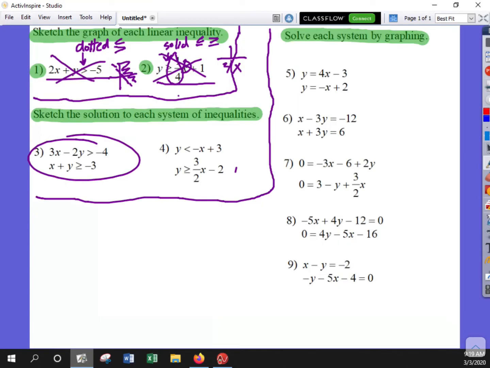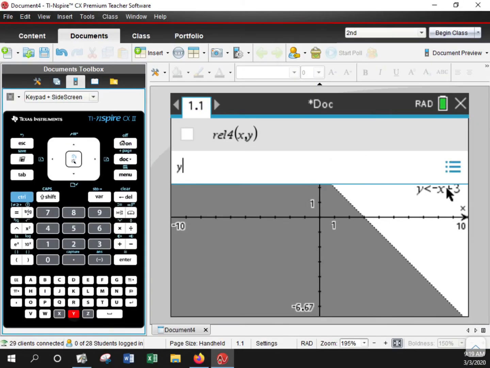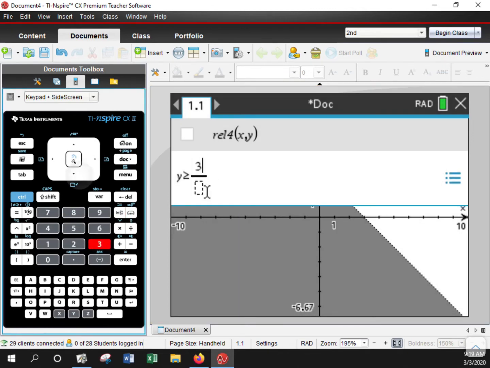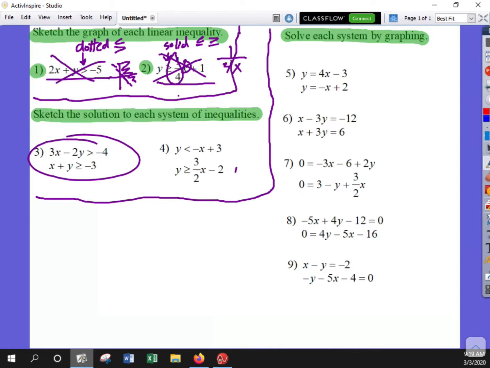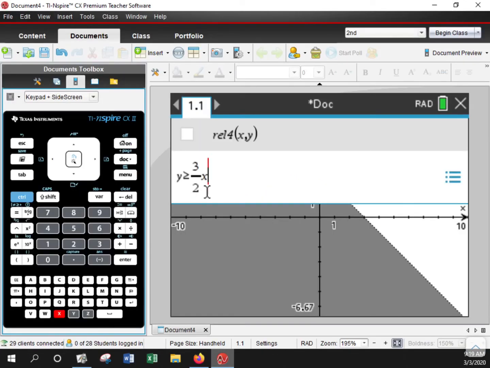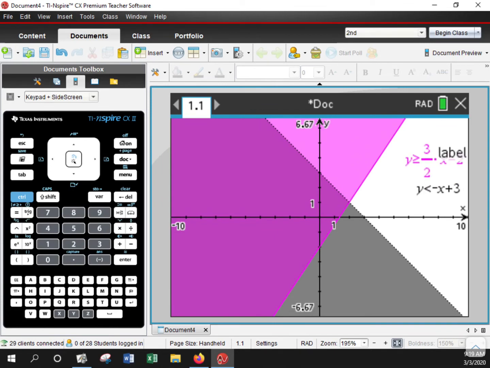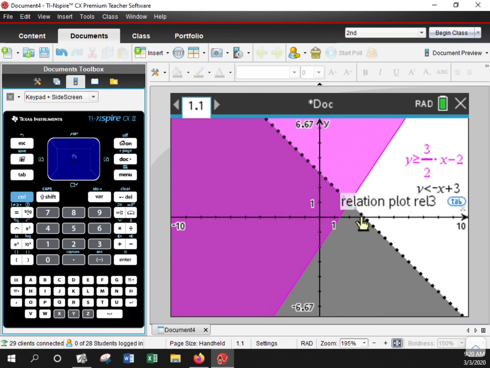and I can type in my next one. Y is greater than or equal to 3/2 x minus 2. I hit enter, and now again we can see that we've got the white area that's no solution, the just purple area that's a solution to just one, the just black area that's a solution to the black one. Notice I've also got a dotted line and a solid line, and then the overlapping area.